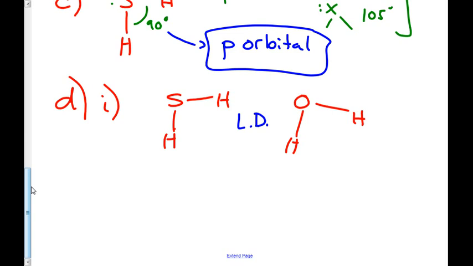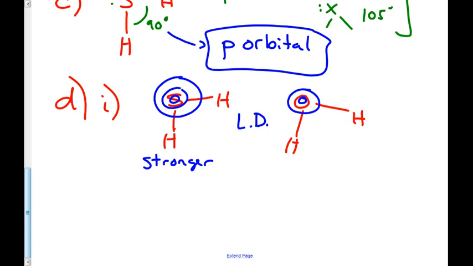Oh my gosh. Wait, do they have the same amount of electrons? That's the first thing I thought. It's just there's more electrons. And, well, it's a bigger cloud because it's on the third energy level, right? So stronger LDs, larger electron cloud. That's one point.